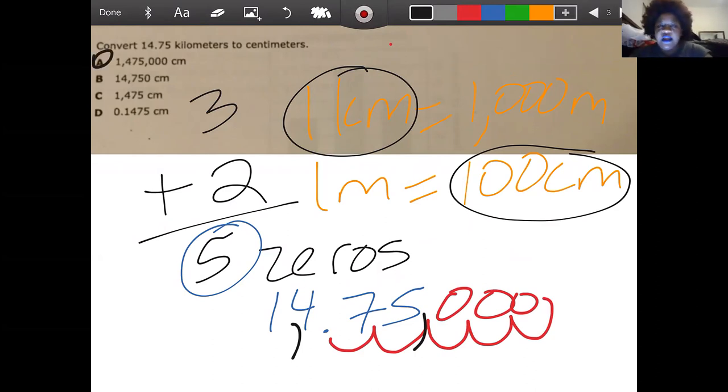Okay, so make sure you look at what you're comparing and you see if it's on the same row, count the zeros in that row. If it's on a different row, count the zeros in each row until you get to that unit. Now, if you're doing the customary side, because this is only for metric, then you write your formulas out, what you're comparing, and follow the cheat sheet.